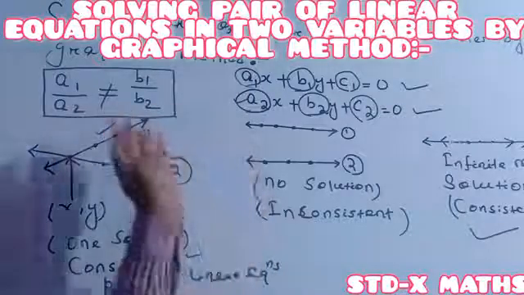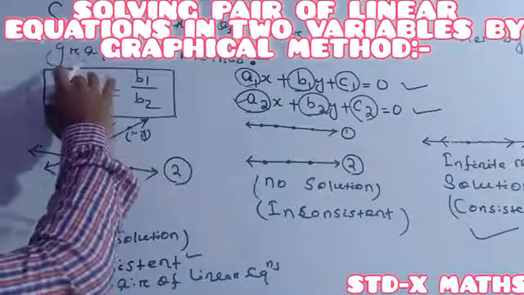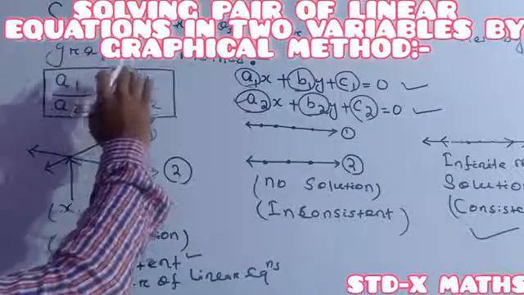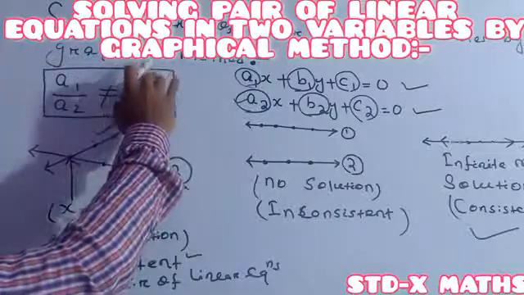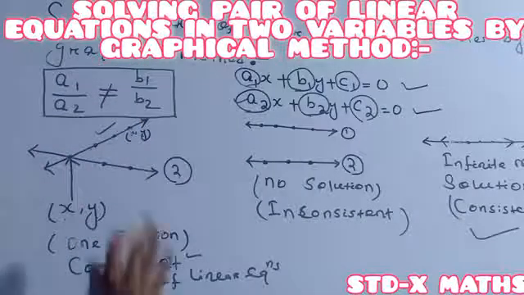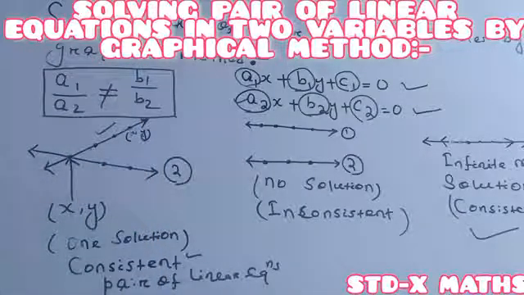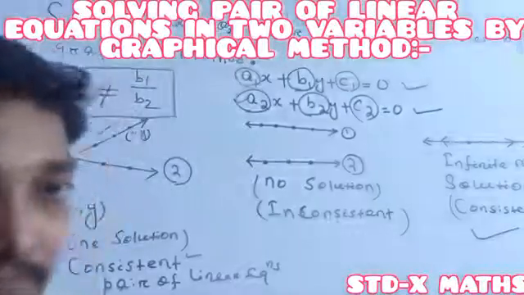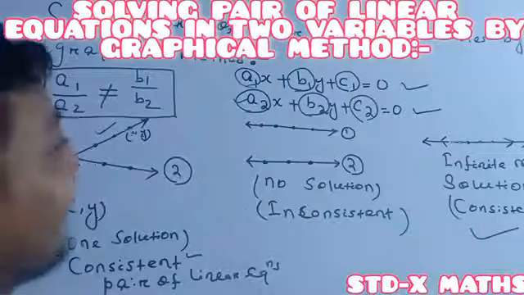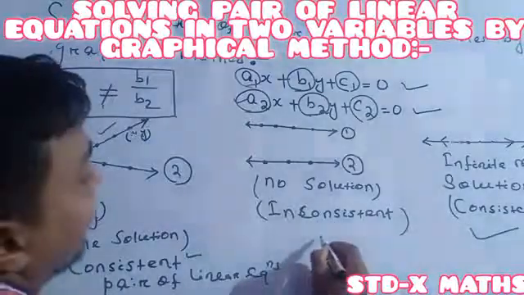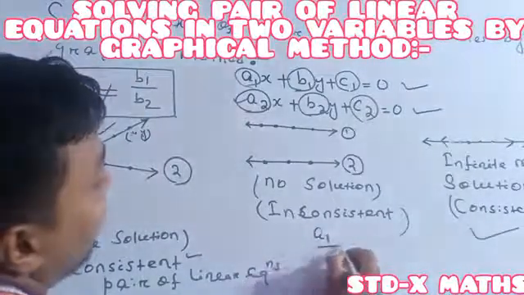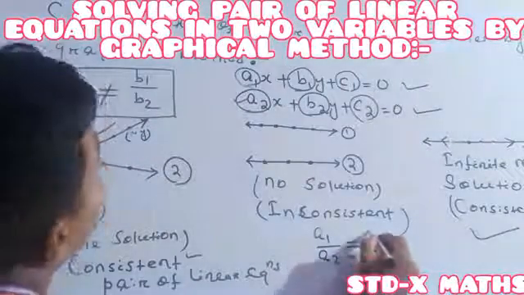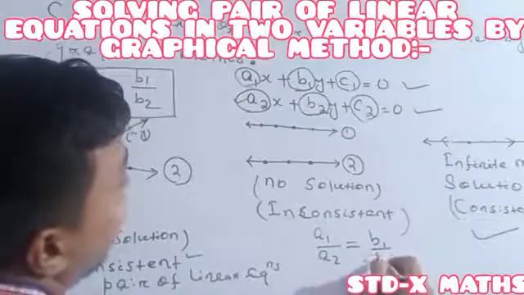So here the trick is, the coefficient of x divided by the coefficient of x of the other linear equation, if it is not equal to the ratio of the coefficients of y of both linear equations, then you get confirmation that 100% its graphical representation will be intersecting. Understood?